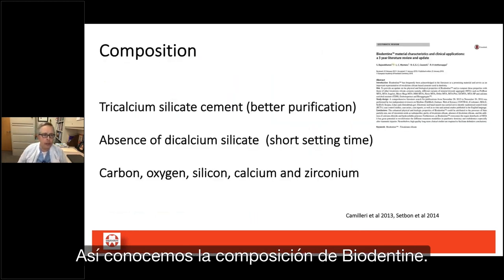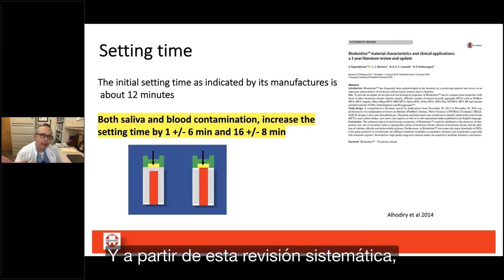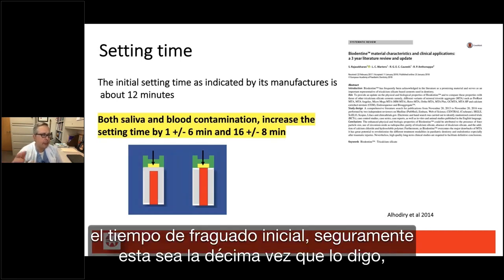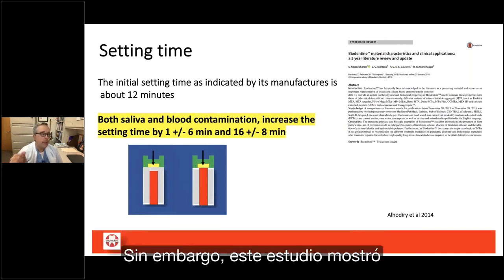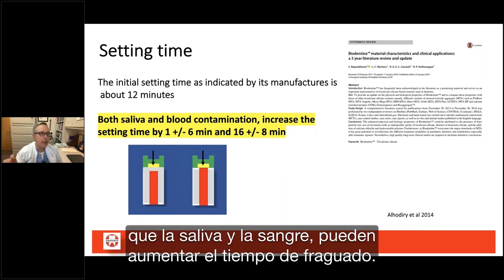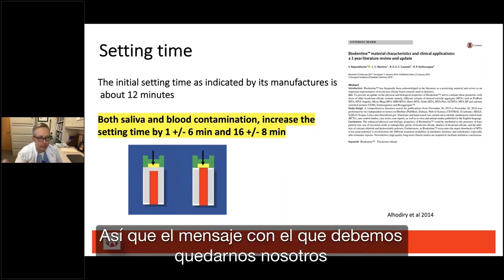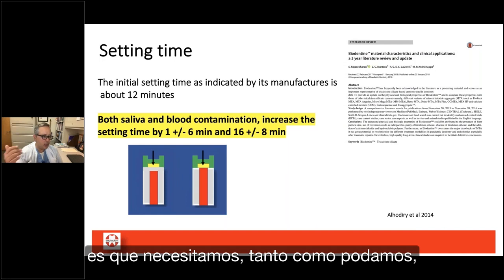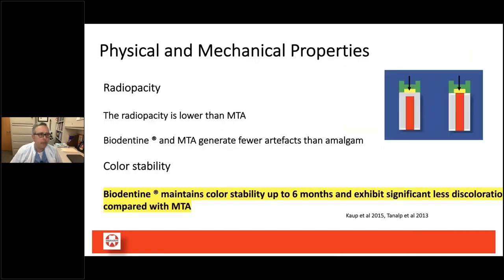So we know the composition of Biodentine. And coming from this systematic review, the initial setting time, this is probably the 10th time that I said 12 minutes. However, one of the studies they reviewed showed that saliva and blood can increase the setting time. I don't really care for how long it will be increased. I think the take-home message from me is that, as much as we can, we need to try to work in an environment without saliva and without blood.